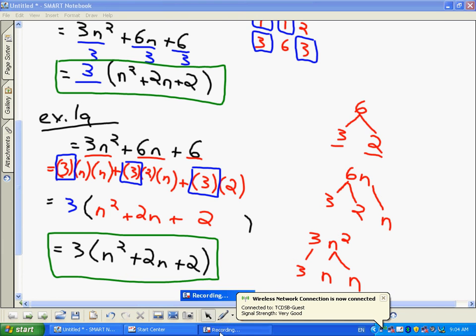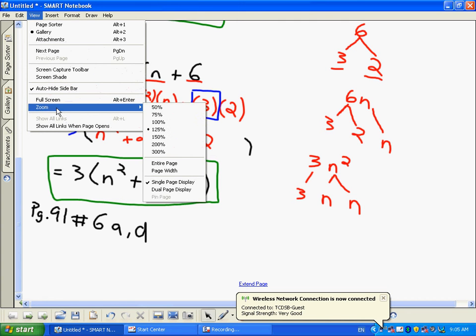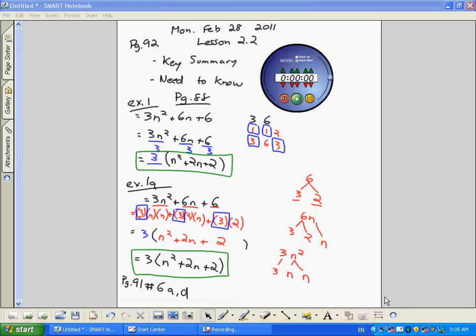I'm going to get you guys to practice a little now, okay? There you go. Okay, so try number 6, A and D. It's on page 91, okay? I want you guys to try that one right now. I'll put this whole page up. So page 91, 6A and 6D. I want you guys to try it right now. I'm going to give you a couple minutes.